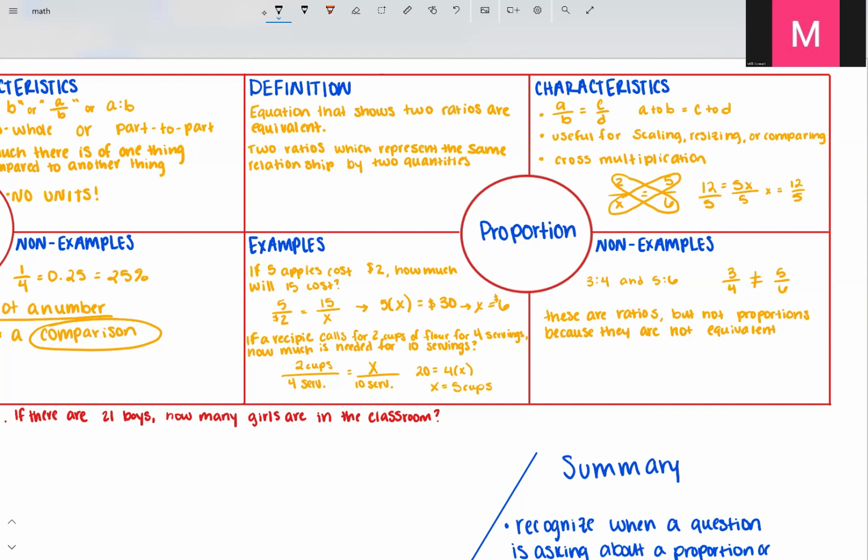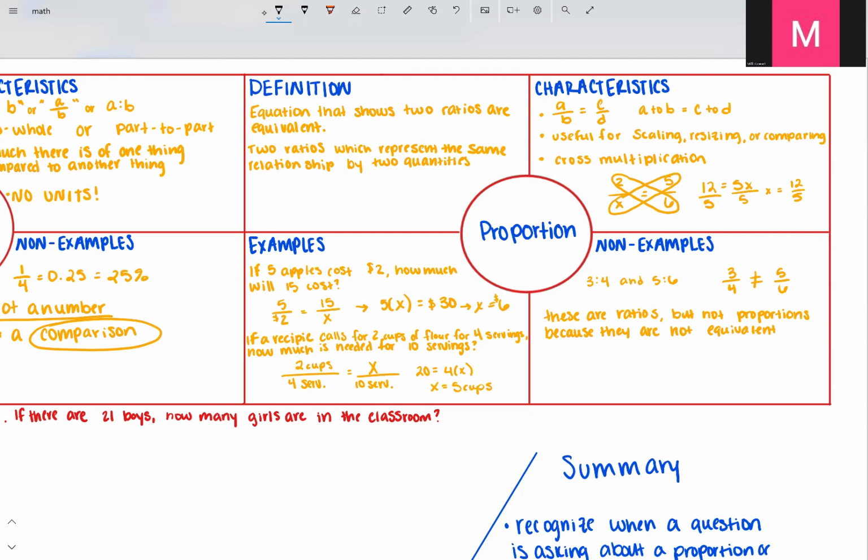If a recipe calls for 2 cups of flour for 4 servings, how much is needed for 10 servings? So again, we have 2 cups for 4 servings, and then we line up our servings because we're looking for 10, and we're looking for how many cups of flour we would need for those 10 servings. So cross multiplying, we have 20 equals 4 times X. And simplifying that, we get 5 cups. So for 10 servings, we need 5 cups of flour.